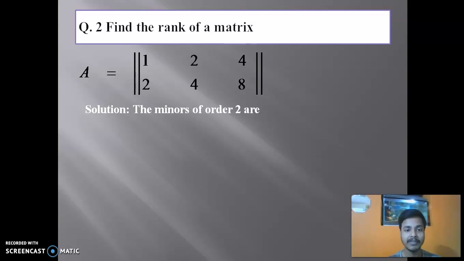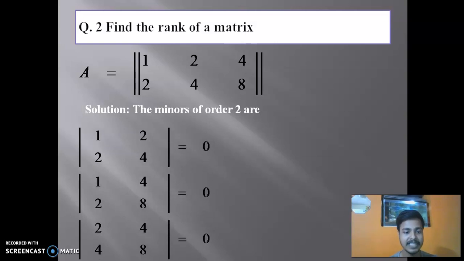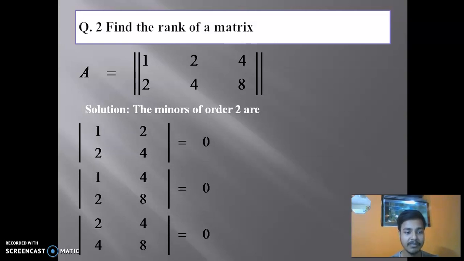So I hope you have written all the possible minors. How many minors do we have in this problem? 1, 2, 2, 4, 1, 2, 4, 8 and 2, 4, 4, 8. So how many minors? I hope you have also found 3 minors. And what are the values you are getting? All the minors have the value 0. So these are the 3 minors we have and all the minors are getting value 0.